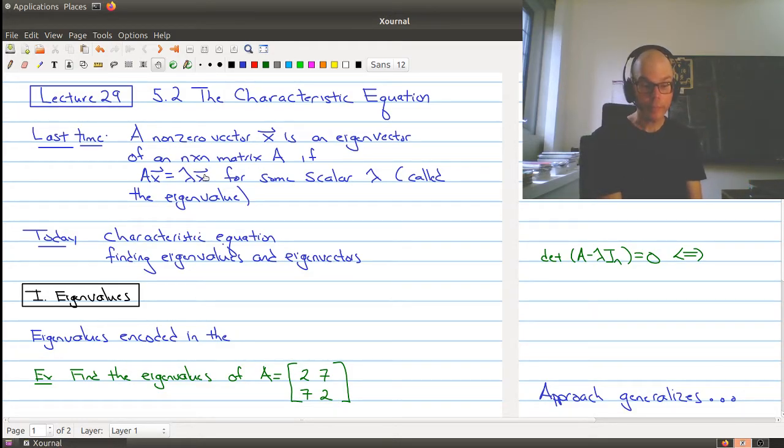Now, today what we want to do is spend a lot more time getting you comfortable with computing both the eigenvalues and the eigenvectors of a matrix. In order to find the eigenvalues, we have to define what a characteristic equation is. So the first part of today's lecture will be looking at the characteristic equation, using that to find eigenvalues, and then we'll do some examples of finding the eigenvectors as well.